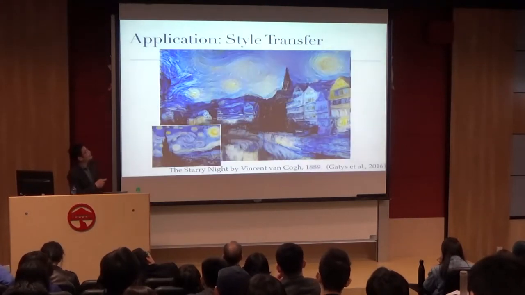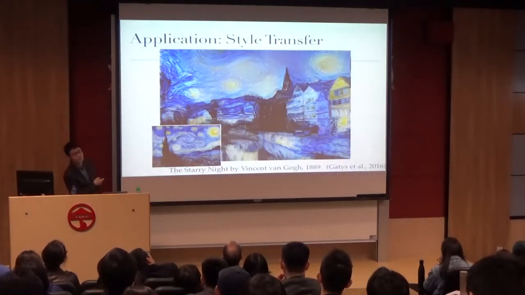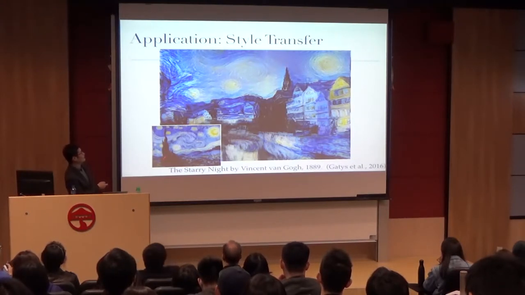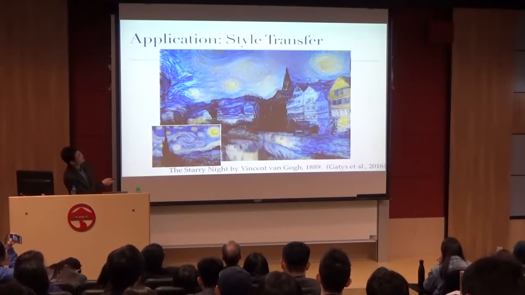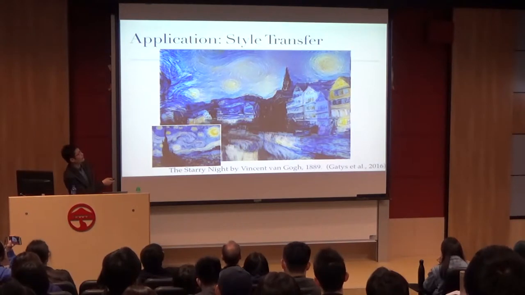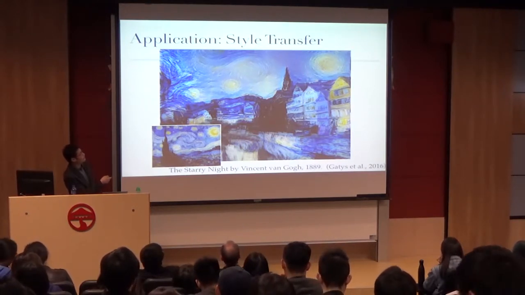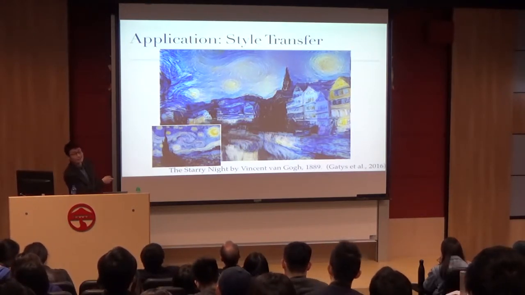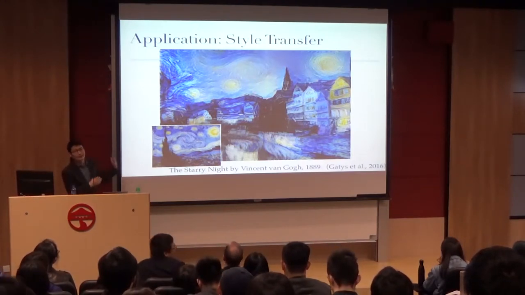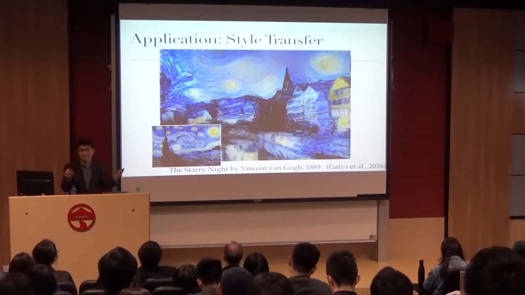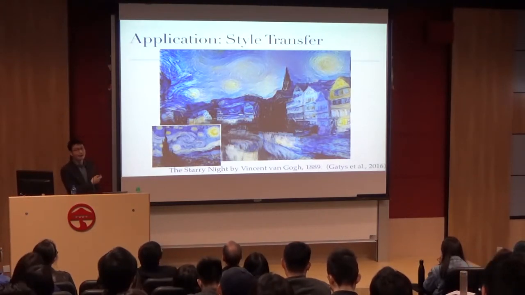And here you can see another application. It's called style transfer. Here, this is a painting by Vincent van Gogh. You know this painting. And this is a picture of Tübingen, where I lived several years ago. So basically, you can transfer the style from this painting to this image. Finally, you can see, oh, you can have artificially generated paintings. This is cool. How can you do this?